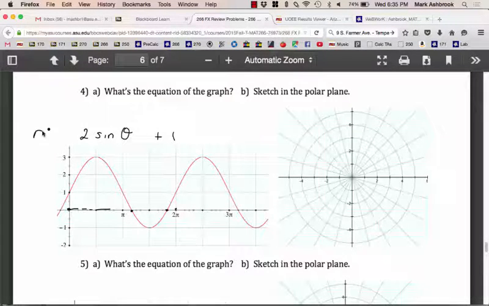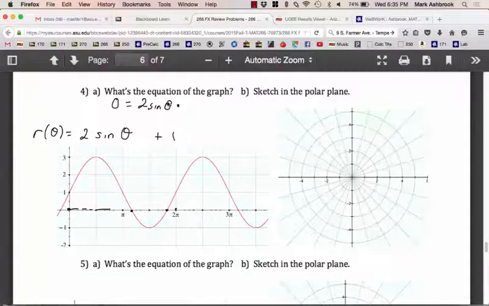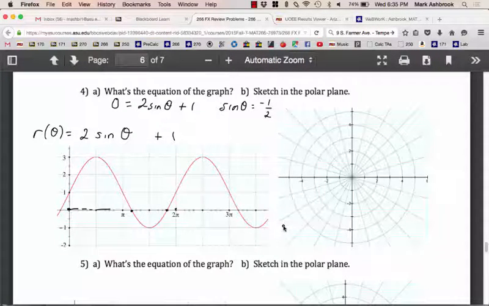So this is our r as a function of theta, and we want r to be what? 0. So we're going to do 0 equals 2 sine theta plus 1. And so we're going to get sine theta equals negative 1/2 when we solve for sine theta. So you need to know your unit circle. Where is sine theta negative 1/2? For what angles? Who remembers? 210.